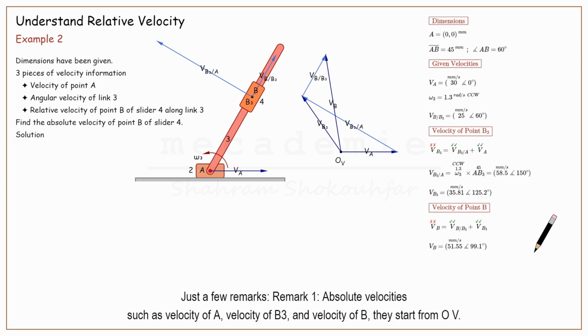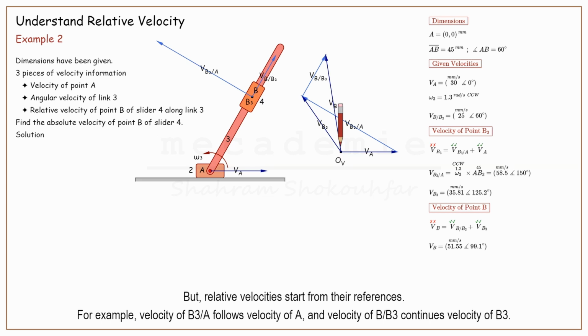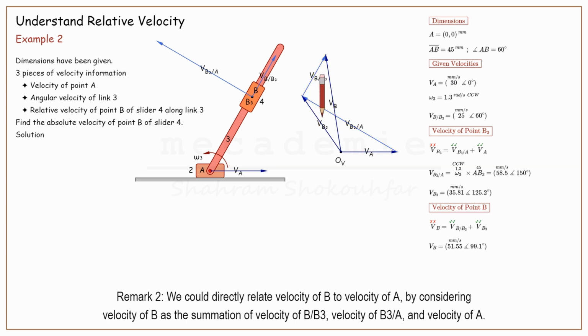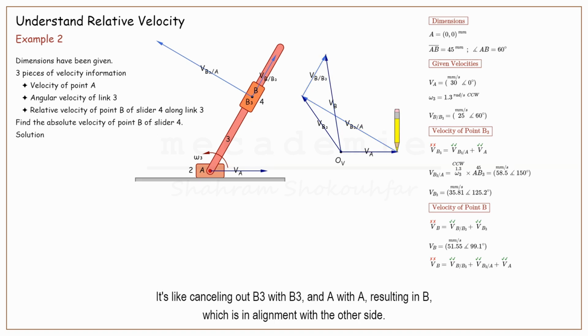Just a few remarks. Remark number 1, absolute velocities, such as velocity of A, velocity of B3, and velocity of B, start from OV. But relative velocities start from their references. For example, velocity of B3 with respect to A follows velocity of A, and velocity of B with respect to B3 continues velocity of B3. Remark number 2, we could directly relate velocity of B to velocity of A by considering velocity of B as the summation of velocity of B with respect to B3, velocity of B3 with respect to A, and velocity of A. It's like canceling out B3 with B3 and A with A, resulting in B, which is in alignment with the other side.